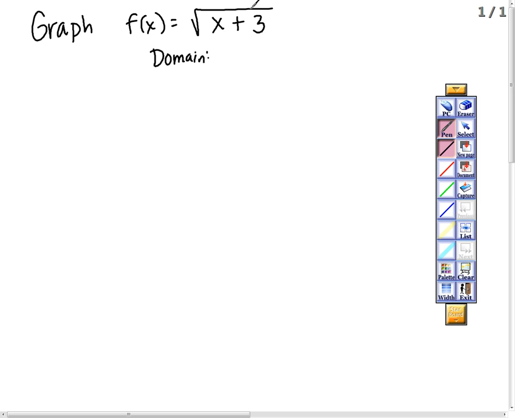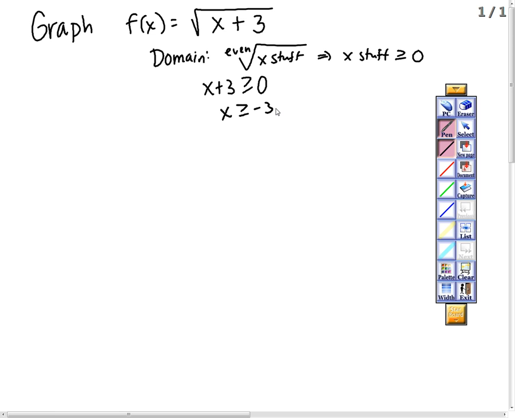So anytime you have a root function, if you have an even root, and you have anything under there that involves x, to find the domain, you take that x stuff and you make sure it's not negative. Greater than or equal to 0 means not negative. So I take x plus 3 and I make sure it's not negative, and I solve this. So I get x is greater than or equal to negative 3. That's my domain.